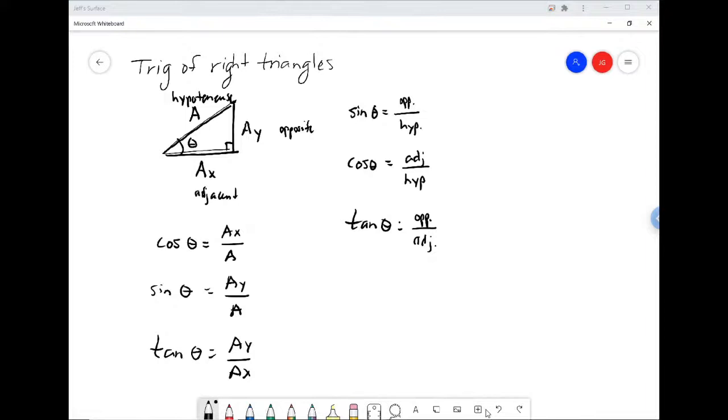And so if you wanted to find AX, you could say, well, I'll just rearrange this first equation: AX equals A times the cosine of the angle. For AY, use the second equation: AY equals A sine of the angle. Okay.